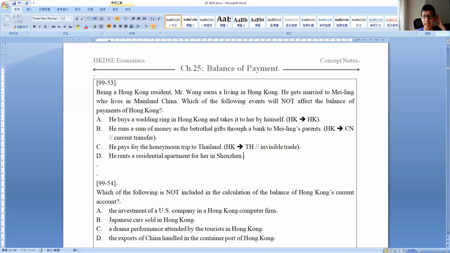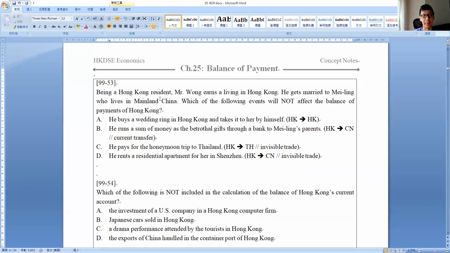Finally, he rents a residential apartment for her in Shenzhen. Then Hong Kong is paying money to Shenzhen, which is part of China, right? And renting something will be invisible trade again. Invisible trade again. Alright, so the answer would be A here.